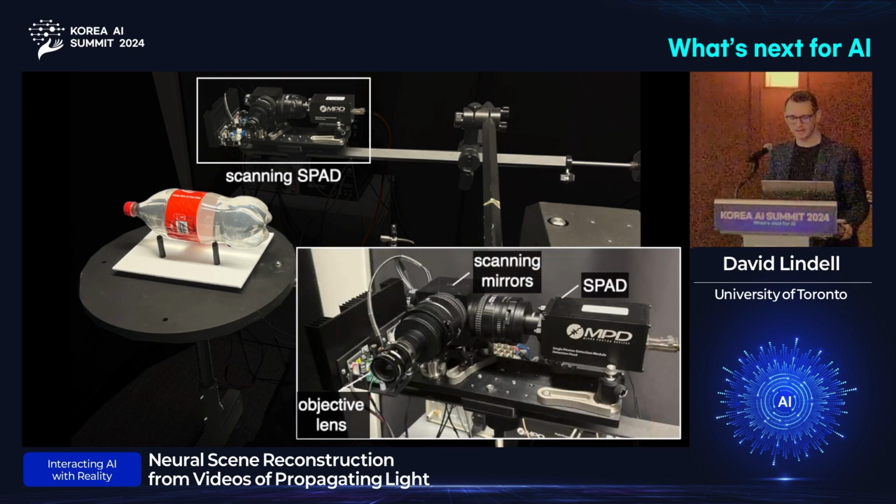And then we put our scanning SPAD system on this elevation arm, and this allows us to scan the scene in azimuth and elevation with the light source fixed in position.